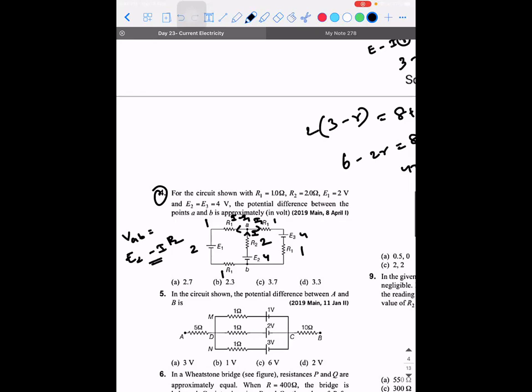So two unknowns, how many loops are you supposed to consider? The number of unknowns is equal to the number of loops. Consider the number of loops, solve it.